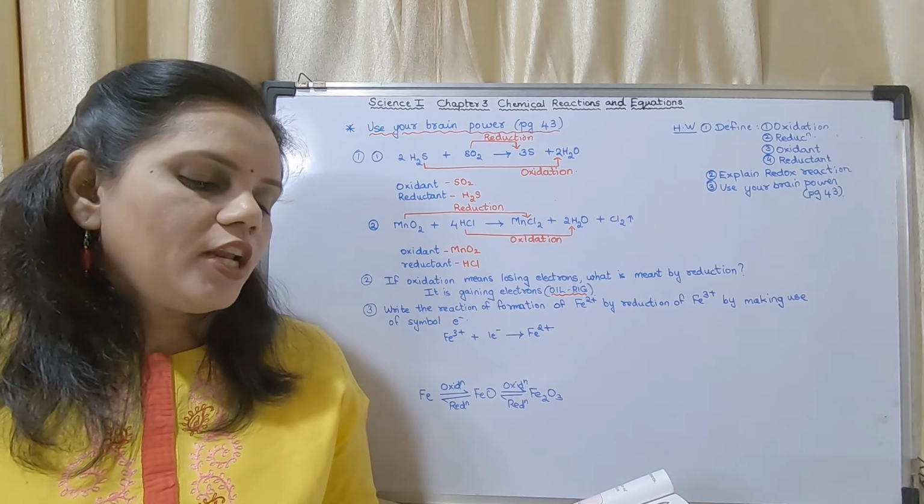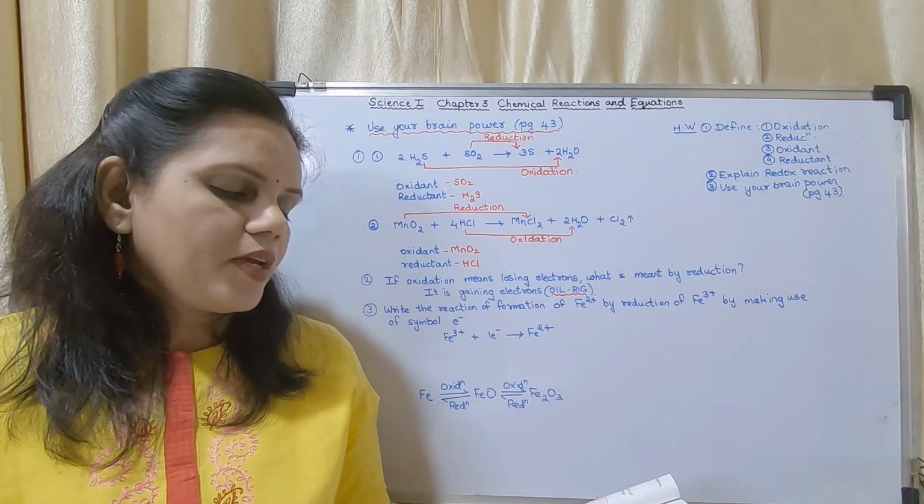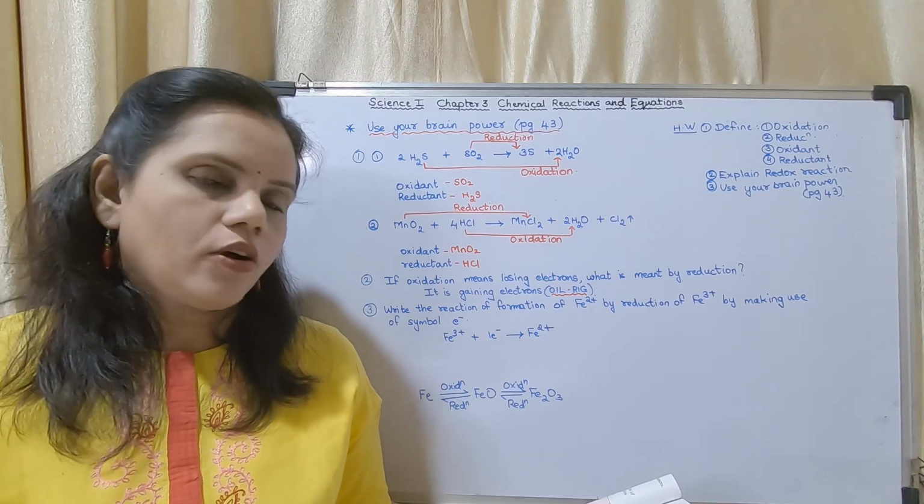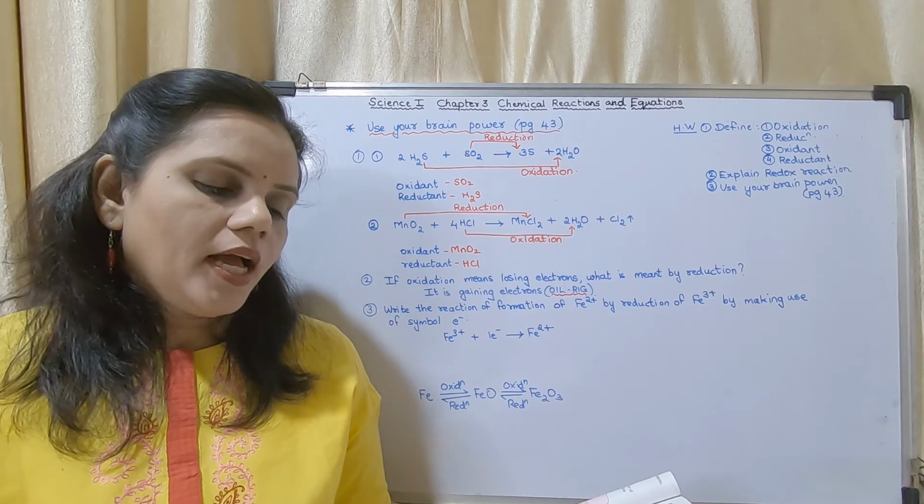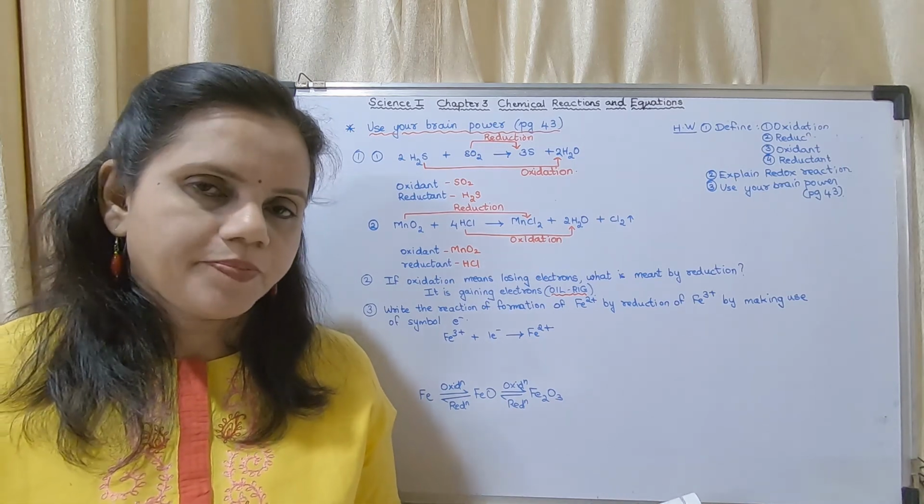Second point, aluminium utensils which are used for a long time lose their luster due to formation of a thin layer of aluminium oxide on their surface.